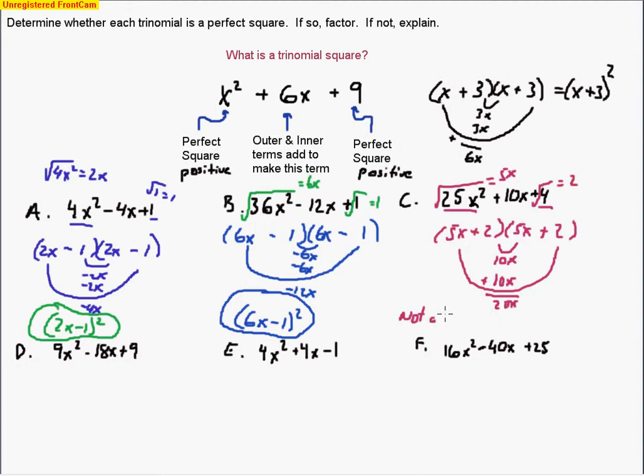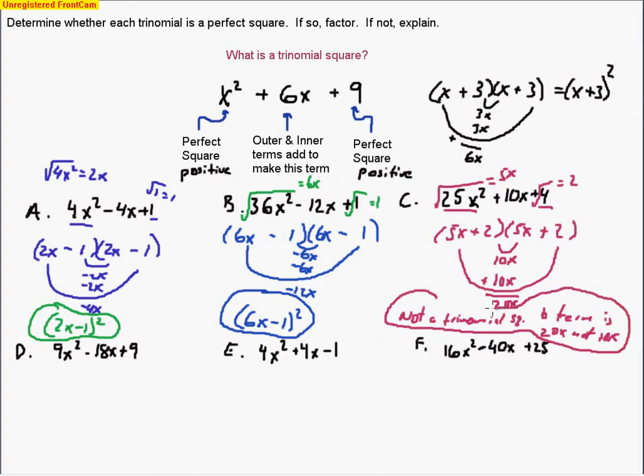Not a trinomial square. And the reason is that the middle term, the b term, is 20x, not 10x. So that would be an explanation for us here. And so it just didn't end up working out. We checked the outside and inside terms, and it showed that they did not add to make the middle term. Well, let's take a look at the next one.